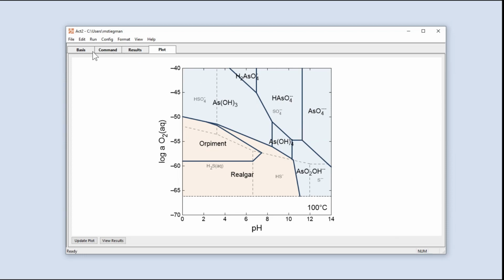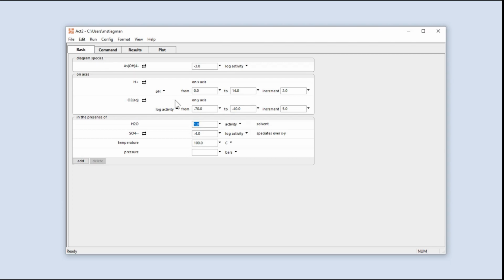You can turn the mosaic feature off by unchecking Speciate over XY in the basis for sulfate.